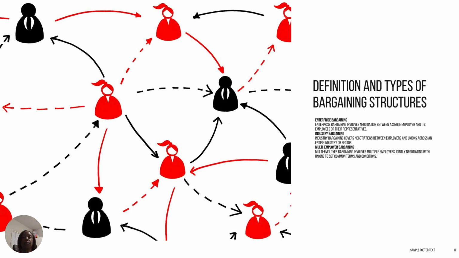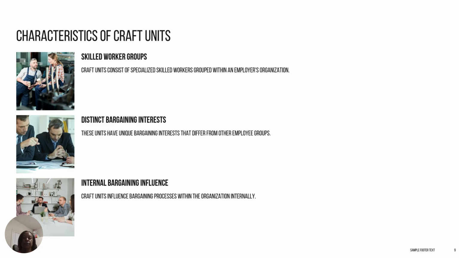Definition and types of bargaining structures. Bargaining structures include enterprise, industry, and multi-employer bargaining. Each type has unique characteristics and implications for negotiation strategies and outcomes. Characteristics of craft units: craft units are groups of skilled workers within the employer with specialized functions. They often have distinct bargaining interests and influence bargaining processes internally.